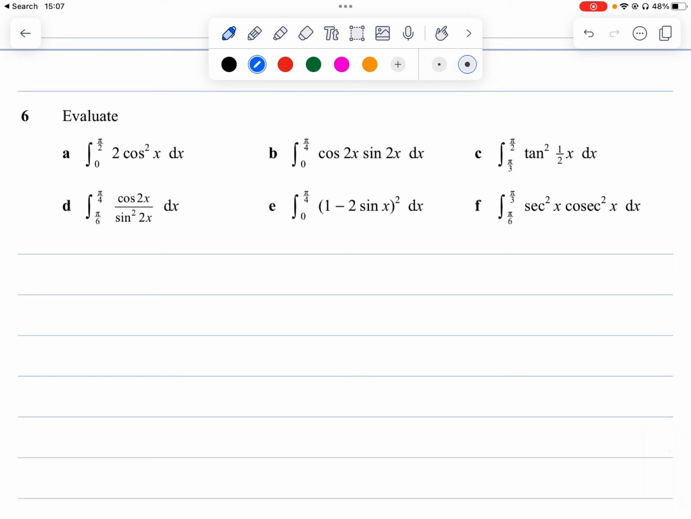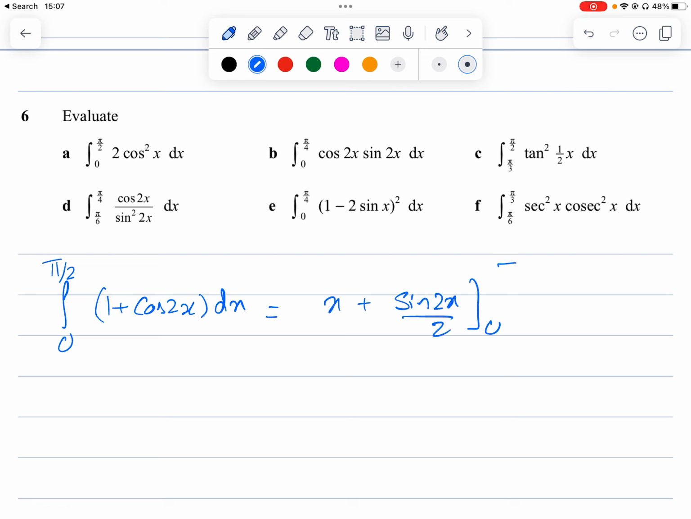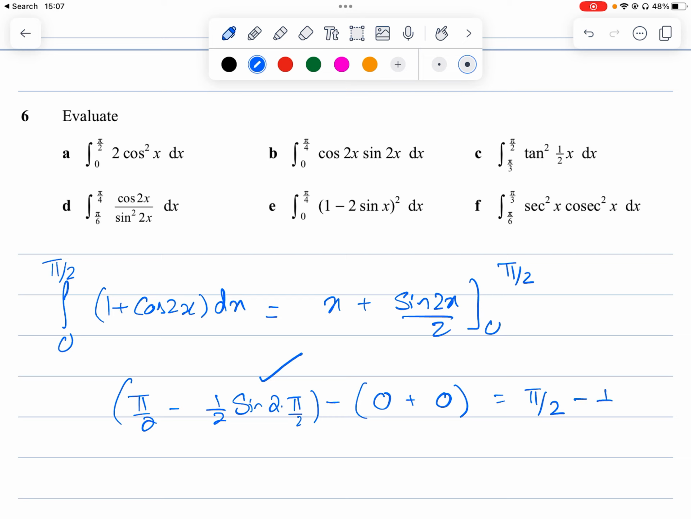6a, integral of 2 cos square x is 1 plus cos 2x dx. One integral is x. Cos 2x integral is sine 2x upon 2 from 0 to pi by 2. Plug in pi by 2 minus 1 upon 2 sine 2 times pi by 2, minus 0 plus sine 0 is 0. Simplify that, you should be getting pi by 2, because sine pi is 0. Pi by 2 minus 1 upon 2 sine pi. Sine pi value is 0. So pi by 2 minus 0, which is pi upon 2.